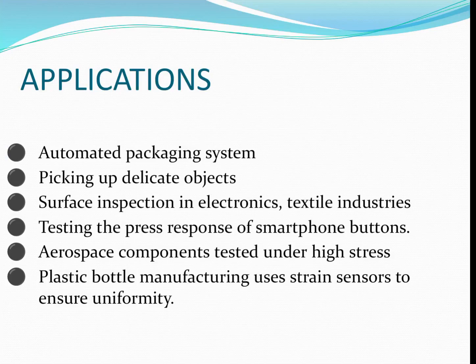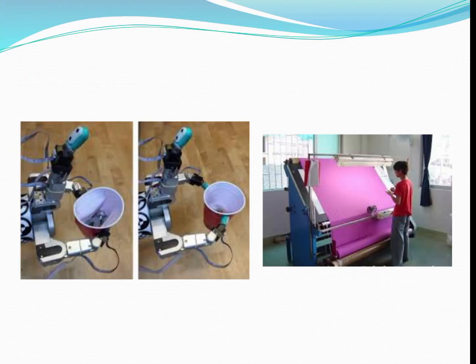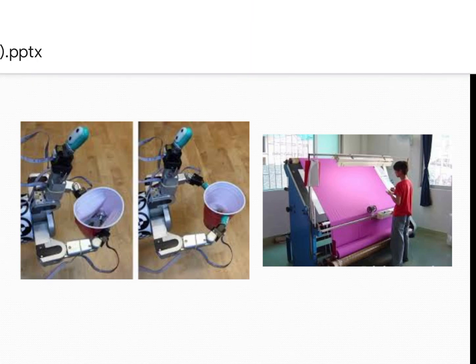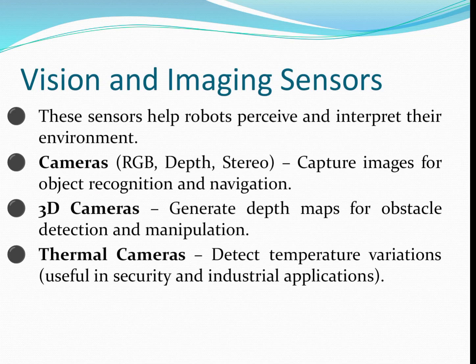Applications: automated packaging systems, picking up delicate objects, surface inspection in electronics and textile industries, testing the pressure response of smartphone buttons, aerospace components tested under high stresses, and plastic bottle manufacturing using strain sensors to detect defects. These are images of a tactile sensor. The first diagram shows the scene without tactile sensor use. The second image shows it with the tactile sensor. If a tactile sensor is used, the cup will not be damaged physically.